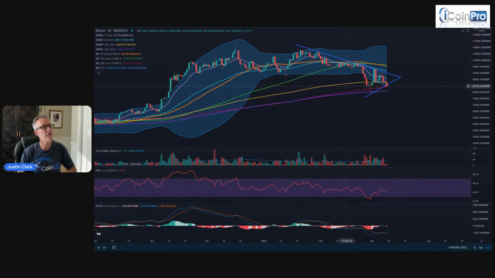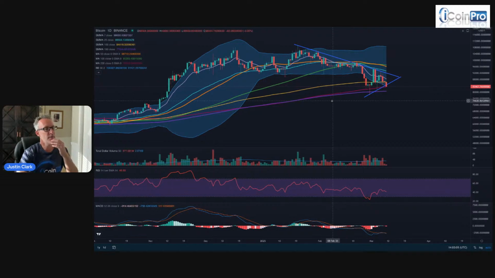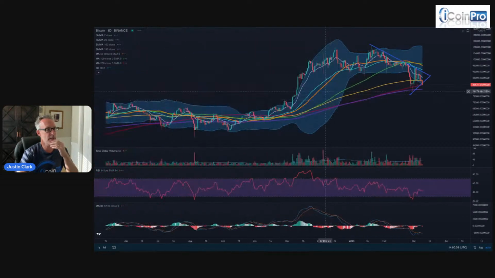Bitcoin is struggling right now. Interesting. Okay, so this shaded area is called a Bollinger Band.